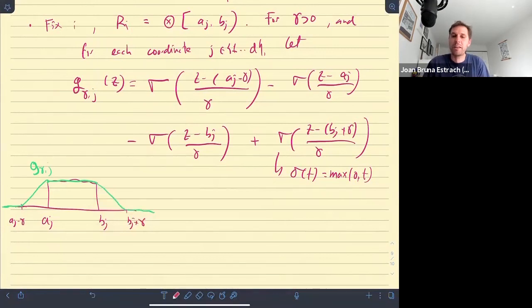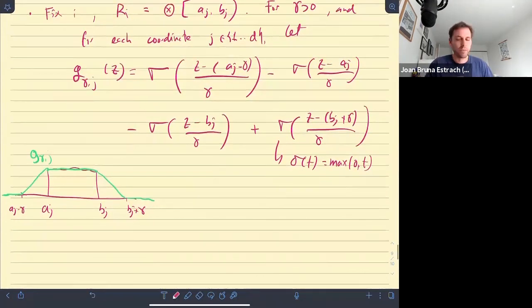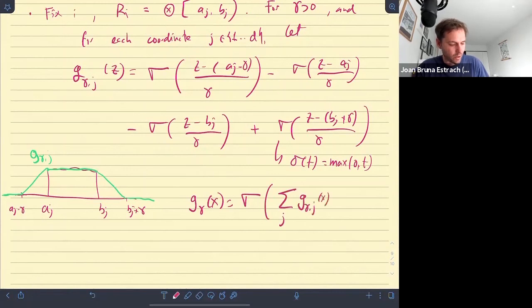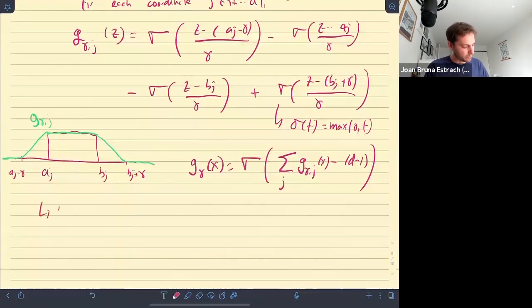Okay, so you can see, of course, that because gamma is arbitrary, I can make these two functions arbitrarily close to each other by making gamma very small. And now this is something that I have coordinate by coordinate. So the last step is, how do I construct a function that lives in the high dimensional space? How to aggregate all these little functions. That's why I need the next layer, an extra layer, because I'm going to take the sum over all j of, assuming every coordinate, minus d minus one. Okay, so basically we can verify what this function is doing.